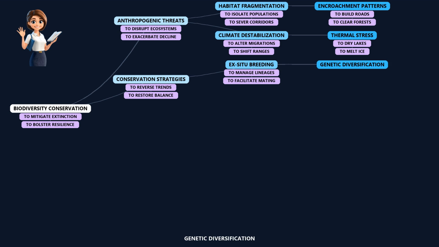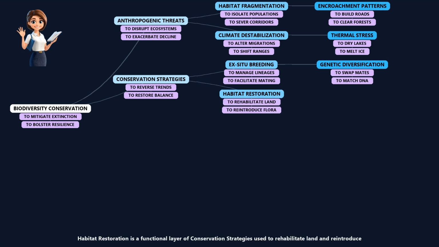Genetic diversification. Through genetic diversification, keepers can swap mates and match DNA to ensure the babies are healthy and strong. To put it simply, they choose the best partners for the animals to keep the family tree healthy. Habitat restoration. Habitat restoration is a functional layer of conservation strategies used to rehabilitate land and reintroduce flora to a damaged area. In short, we are fixing the woods and fields so that nature can thrive again.